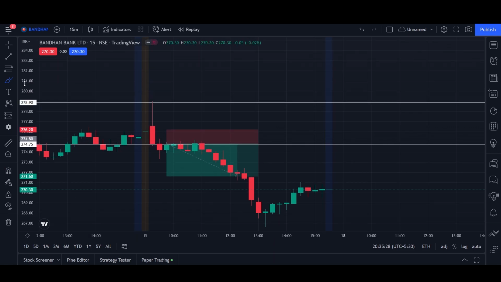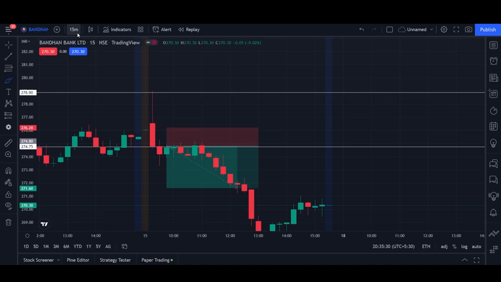And after you've observed the market, you're supposed to mark your support and resistance zones. You're supposed to mark the highs and the lows and all the support and resistance zones that you could find in the first 15 minutes.